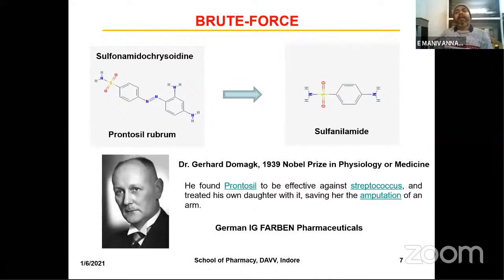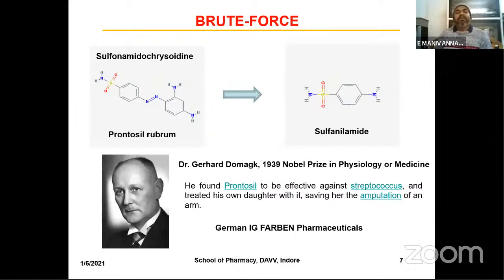Now the second technique, brute force technique. Brute force technique is nothing but random screening of a large number of compounds. The drug identified under this category, one best example, is sulfamidochrysoidine. This is prontosil rubrum. It is a dye substance. Okay, so this is a prodrug.